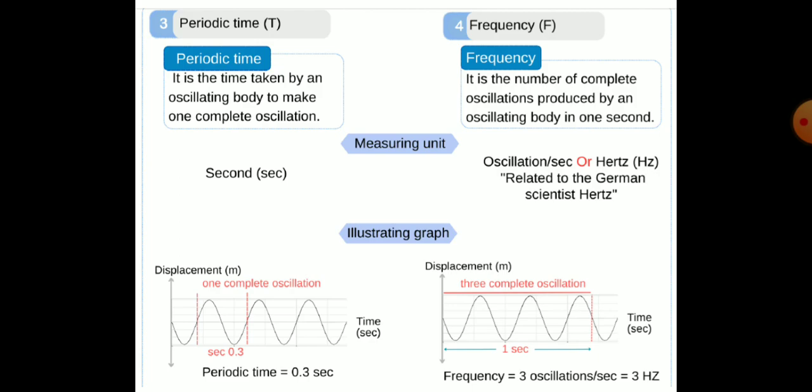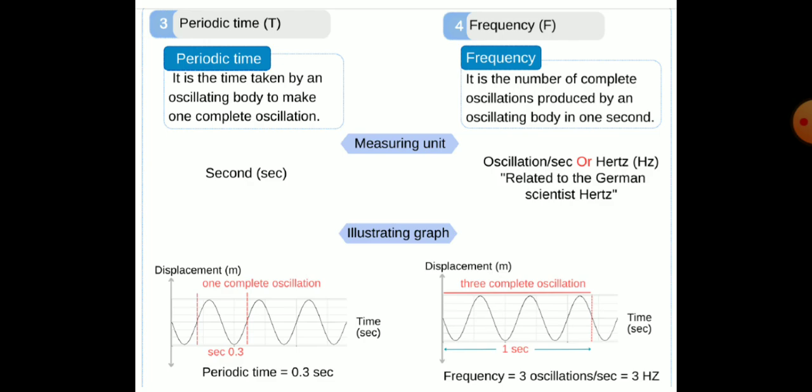Number three and number four, periodic time and frequency. So we will make a comparison between them. So first, definition. Periodic time is the time taken by an oscillating body to make one complete oscillation. And about the frequency, it's the number of complete oscillations produced by an oscillating body in 1 second.